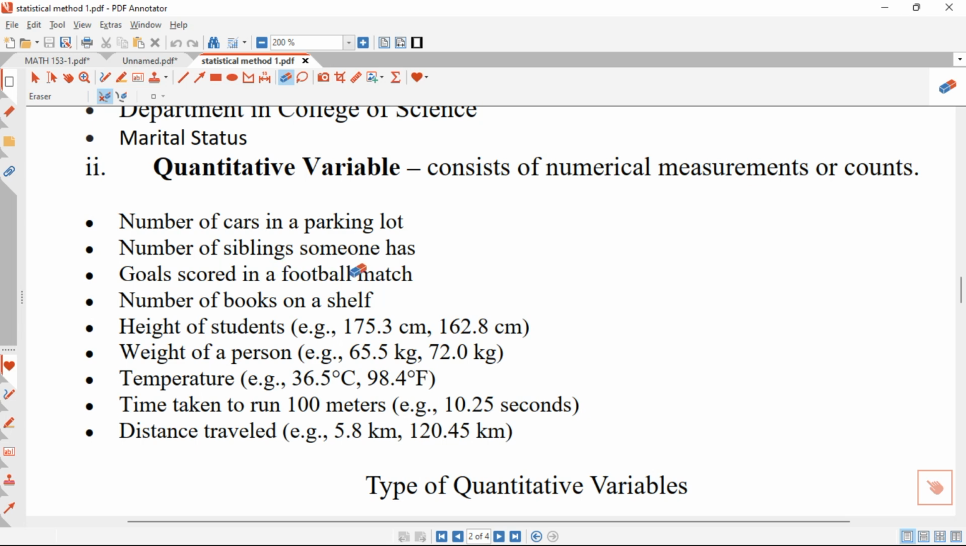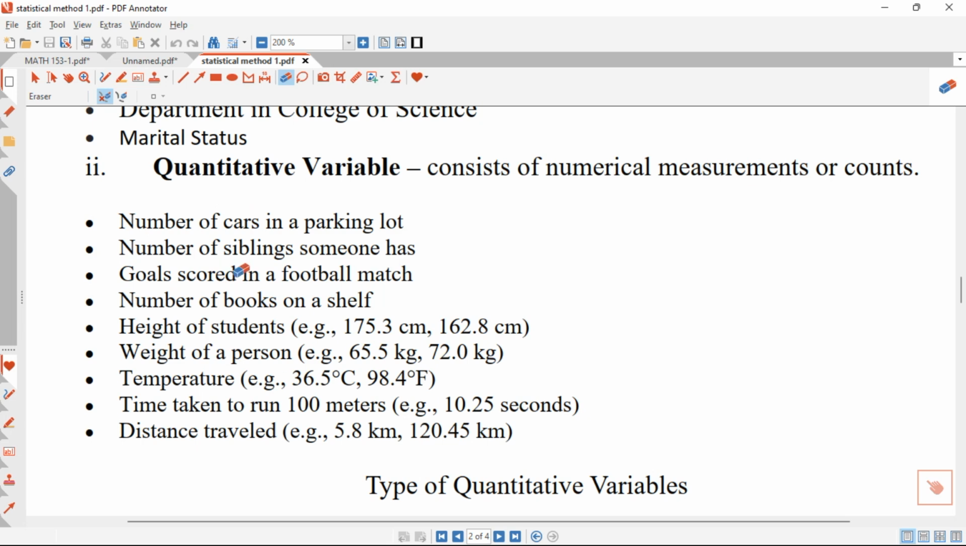Goals scored in a football match, you can count them. You have number of books on a shelf, you can count them. And the height of a student, we can't count the height of a student, but we can measure it. And then we have weight of persons, we can measure them. Temperature, we measure it. Time taken to run 100 meters, we measure it. And distance traveled. These are all examples of quantitative variables. With these examples, you see that some are measured and some are counted.